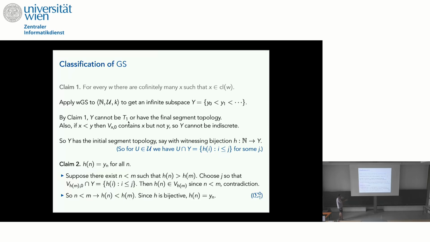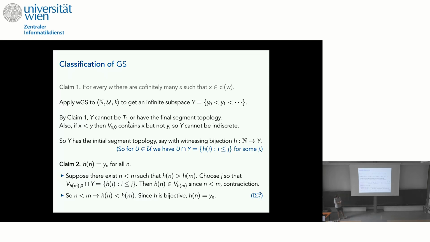Okay, so how do we prove this? Suppose not. Suppose we have n less than m, so that this is reversed: H of n is bigger than H of m. This is the normal natural order on natural numbers. So suppose we have this reversal. Then we can choose a J so that this open set VHM0, VHM0 intersect Y, is H of I less than or equal to J. That's because every open set in the subspace topology has that form. This open set contains H of m and a bunch of numbers smaller than H of m.